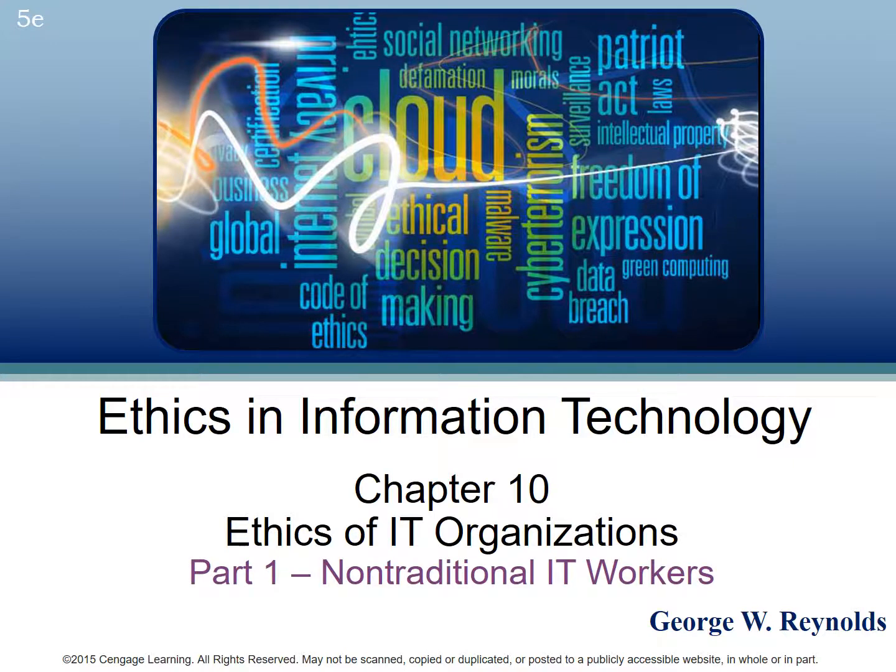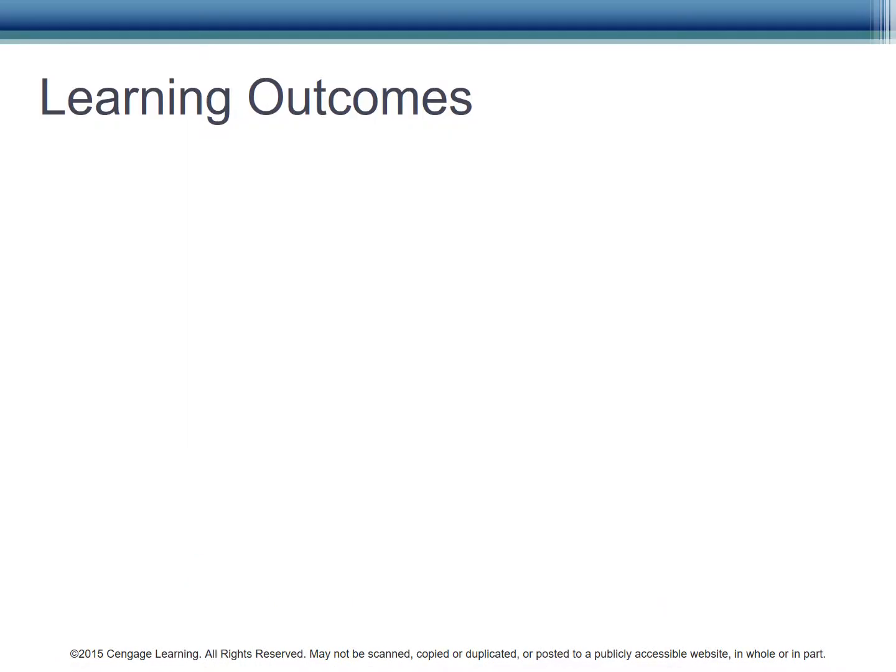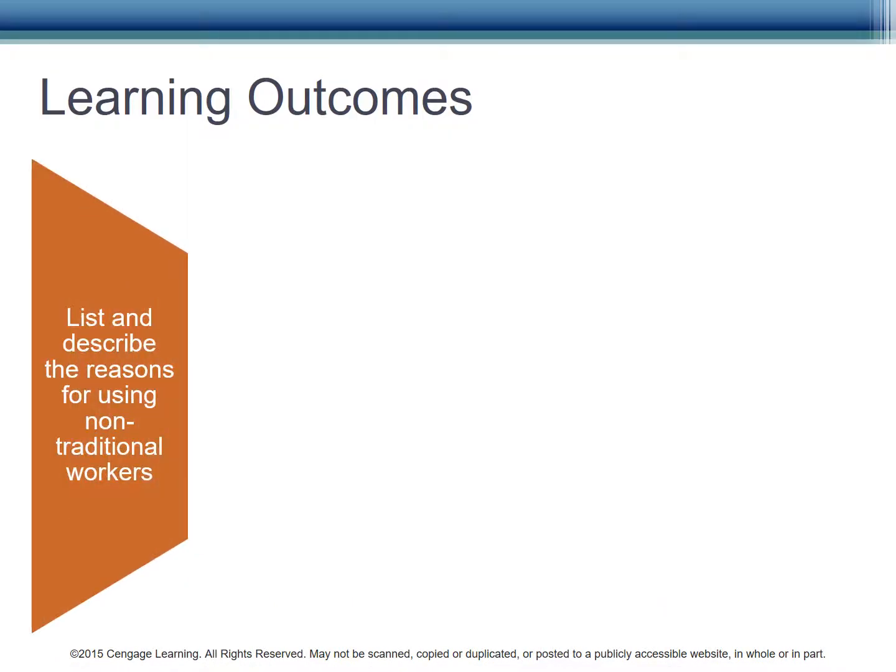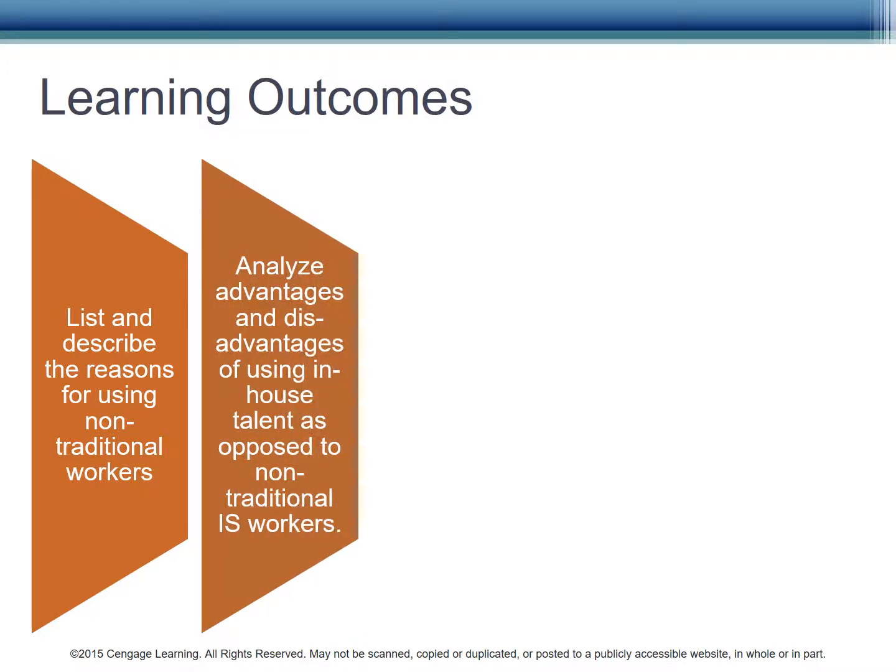Chapter 10, Ethics of IT Organizations, Part 1, Nontraditional IT Workers. The learning outcomes include: list and describe the reasons for using nontraditional workers. Analyze advantages and disadvantages of using in-house talent as opposed to nontraditional IS workers.